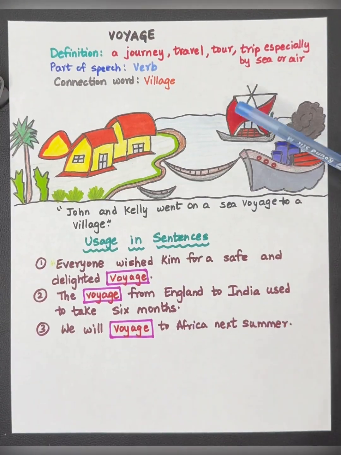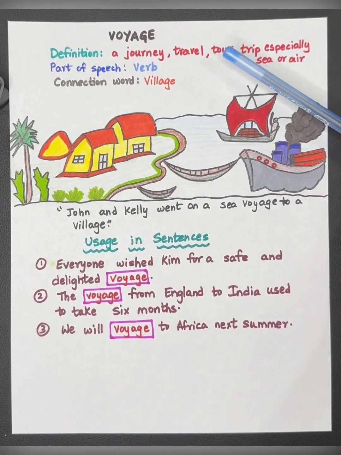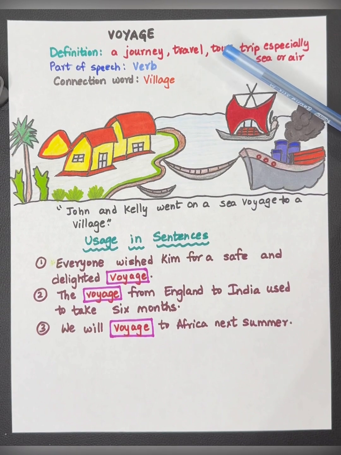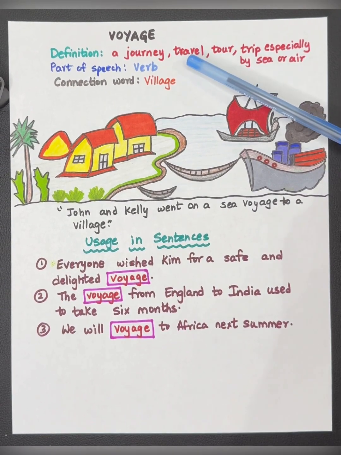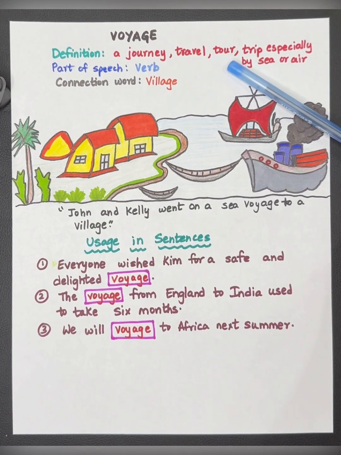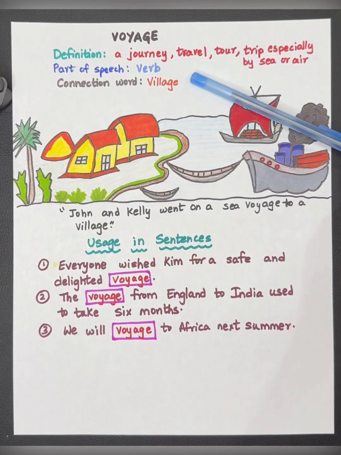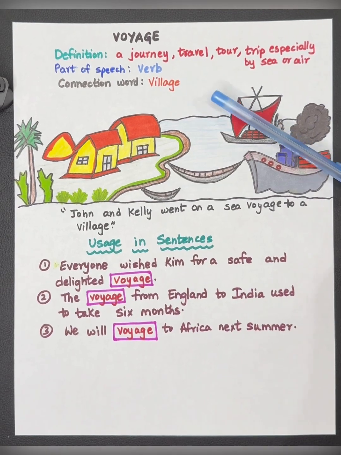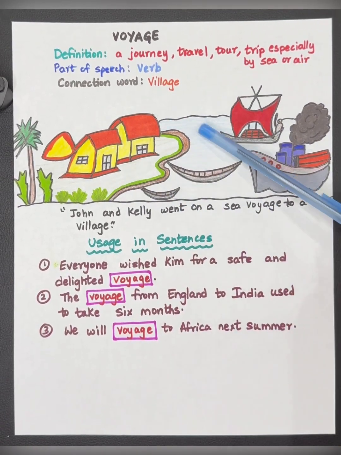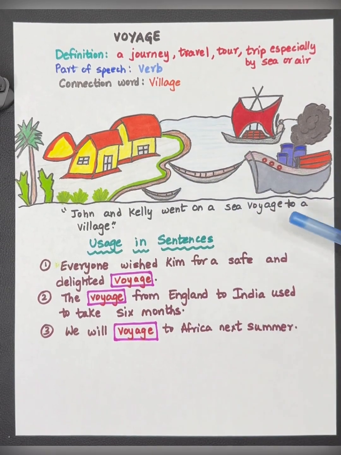The next word is voyage. Its pronunciation is voyage. Say it with me. Voyage. It means a journey, travel, tour, trip, especially by sea or air. Part of speech is verb. Connection word is village. You can see a beautiful village beside the sea.